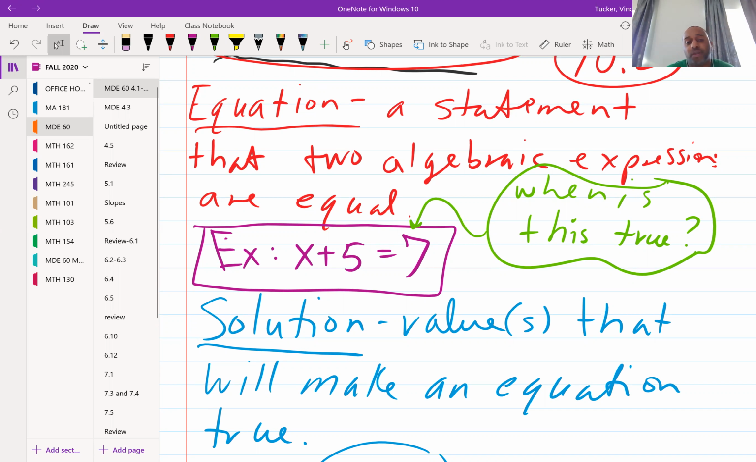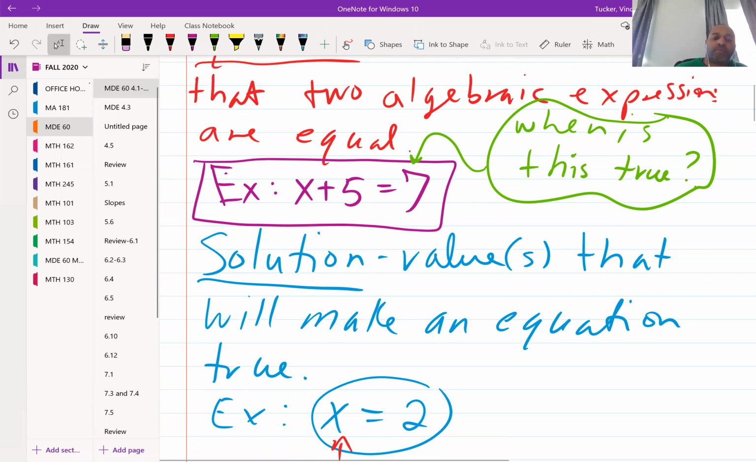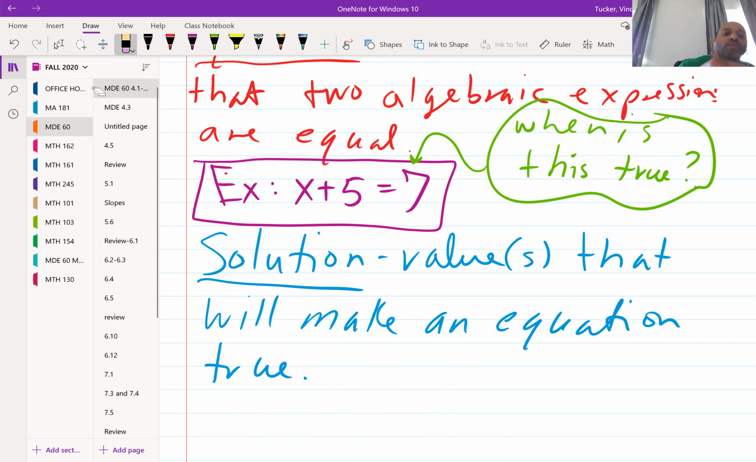The ones you will be dealing with in these sections will generally only have one solution. So you want to know what is the value that will make this statement true. When you look at x plus 5 equal to 7 in the example here, the solution for this one is x equal to 2. I'm going to make that purple as well.